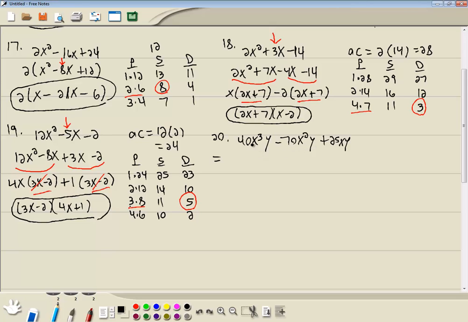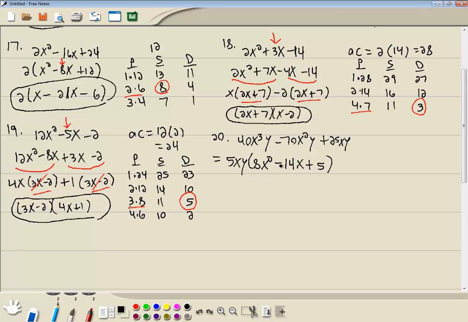I notice here they're all divisible by 5, I think is the largest one, and they'll have a y. So I factor out a 5xy. Okay, 40 divided by 5 is 8. Had 3 x's, took 1 away, so it leaves me 2 x's. Took that y away. Minus 70 divided by 5 is 14. We had 2 x's, took 1 away, so that leaves a single x, and that y is gone. Plus 25 divided by 5 is 5, and that x and that y are both gone. Much easier to work with now.